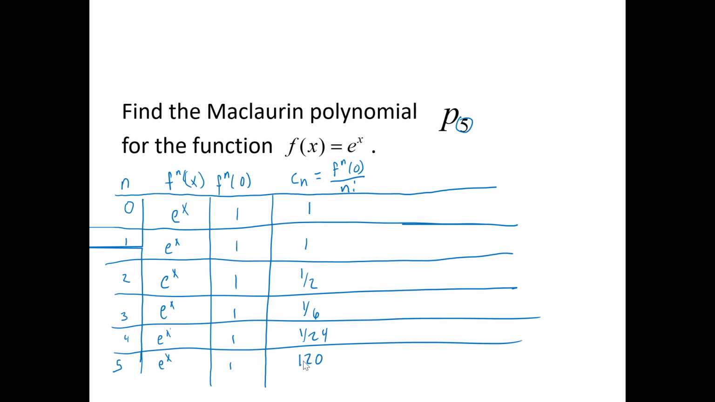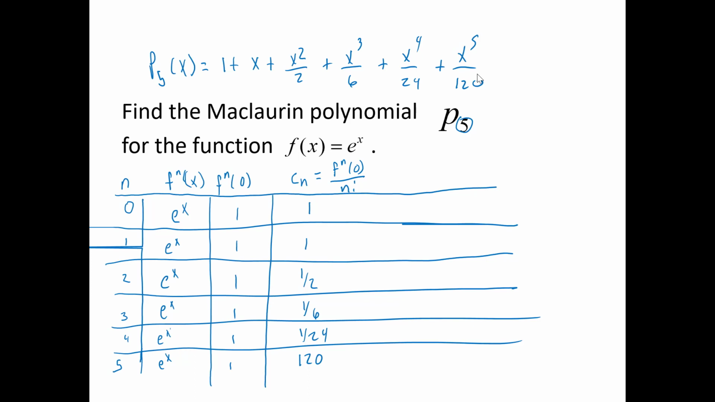Right? So then P5, which is what I'm asking you to find, is 1 plus x plus x squared over 2 plus x cubed over 6 plus x to the 4th over 24 plus x to the 5th over 120.